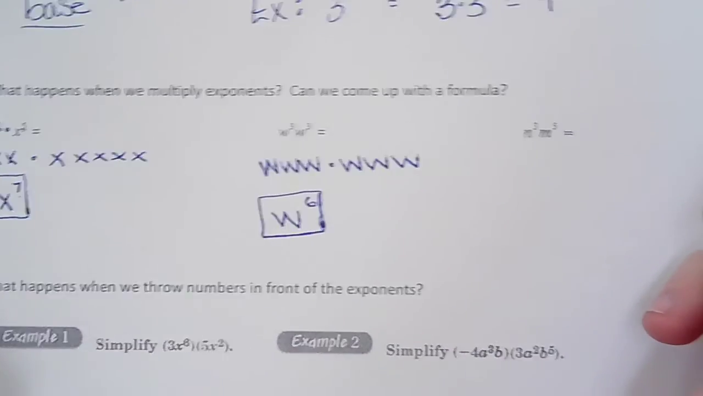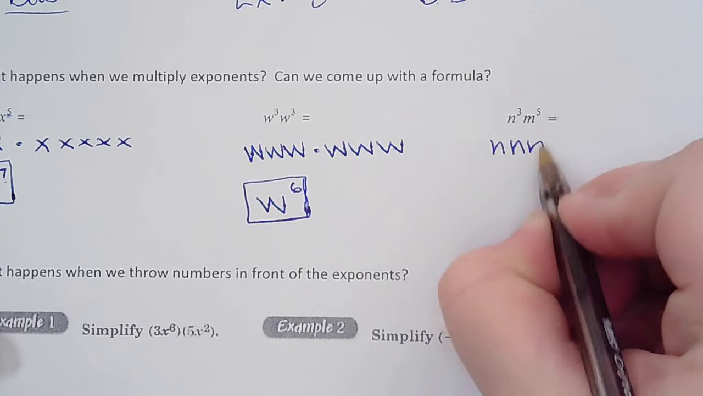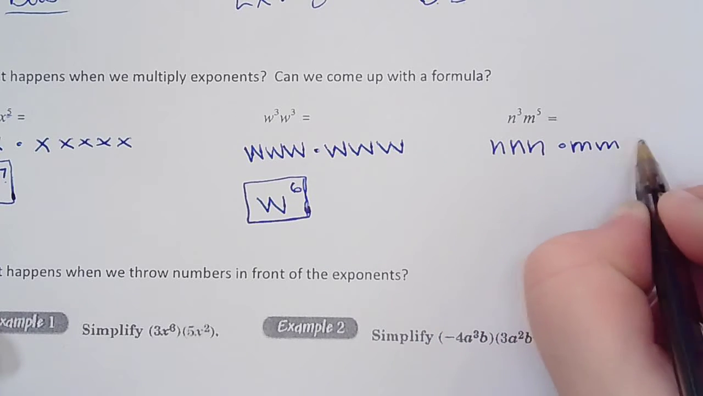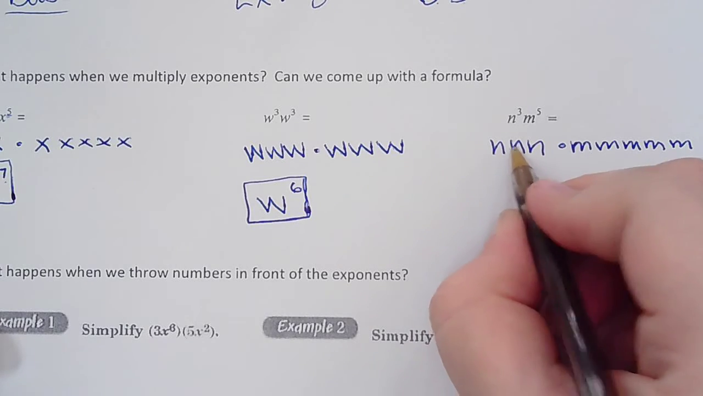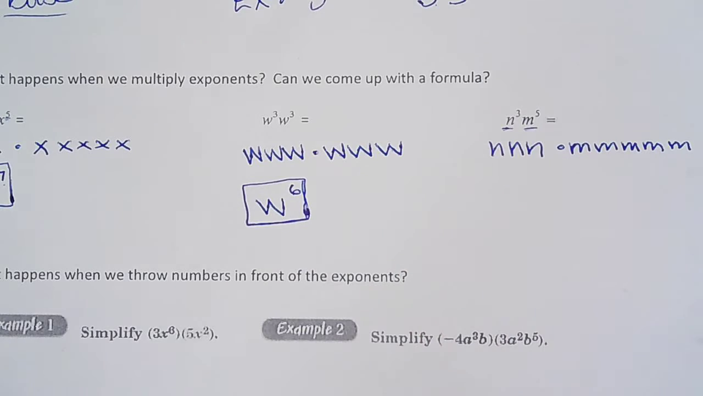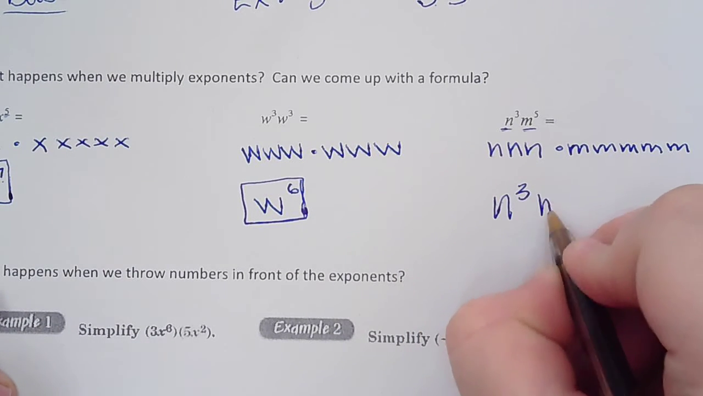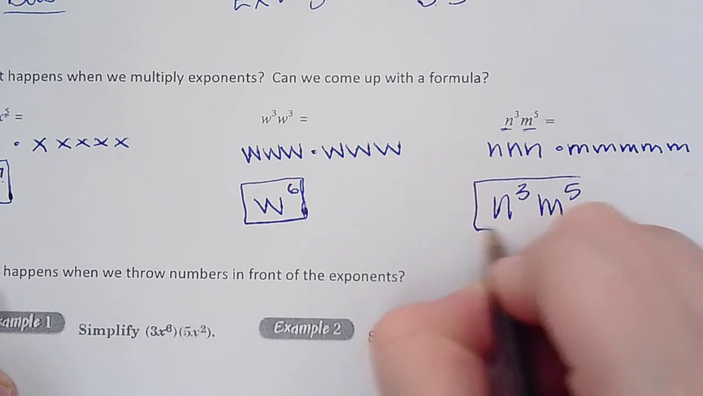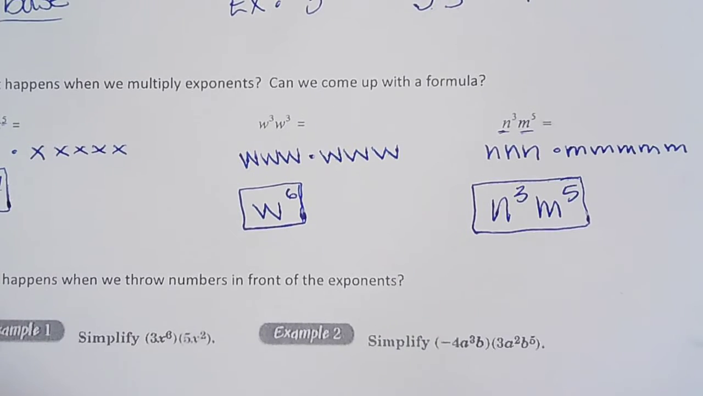Now, this isn't always easy to see, because what if we have something like n to the 3rd times m to the 5th? These two can't be combined because they have different bases. We can only add the exponents if they have the same base. So the final answer for this problem is just the original question because we cannot combine.